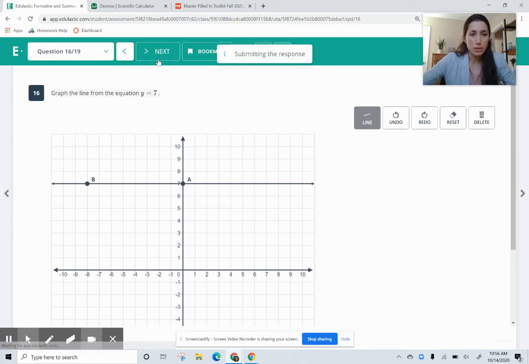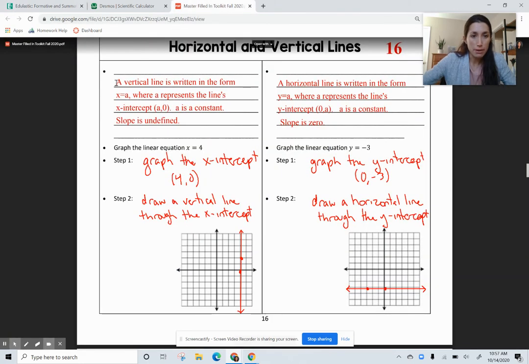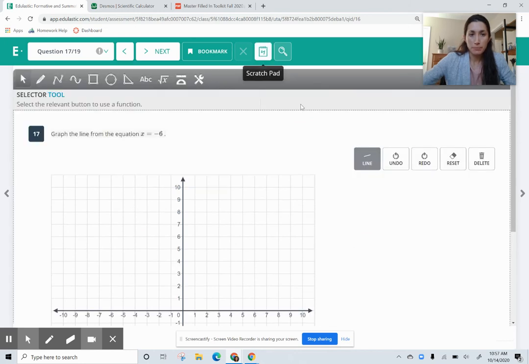Okay, we've got the next question. I bet this is going to be a vertical line. So looking back here, a vertical line is written in the form x equals a. Now we want to write out our x-intercept first. So if x is -6, our x-intercept is going to be (-6, 0).